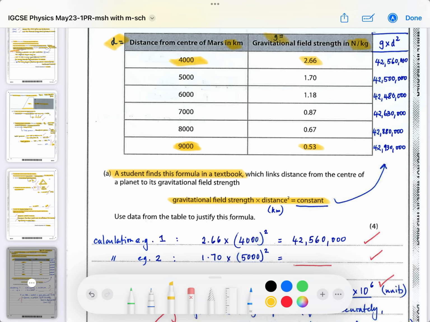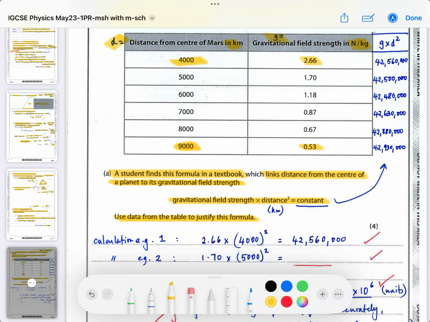Okay. Well, if you do A-level, you might recognize that it's pretty close to the correct one. This formula links distance from the center, the first column of the table, to the gravitational field strength of the planet. So the gravitational field strength of the planet multiplied by the distance squared, they're saying should be equal to a constant. Use the data from the table to see if this formula is correct.